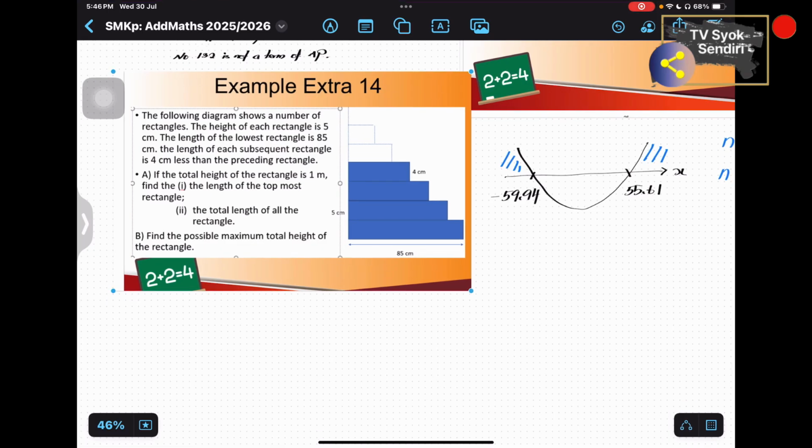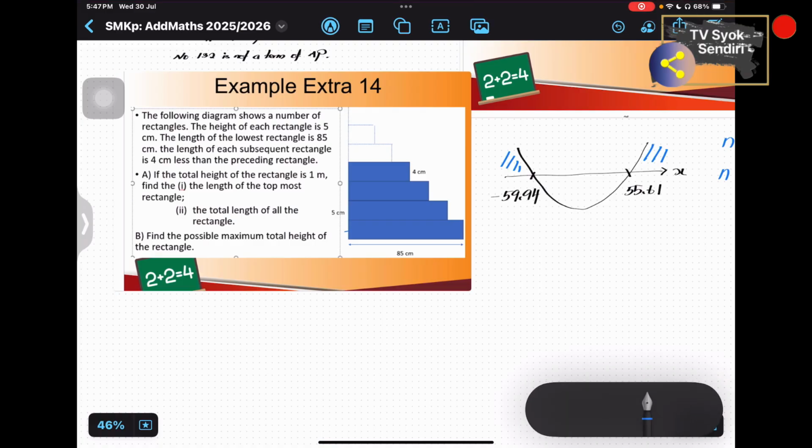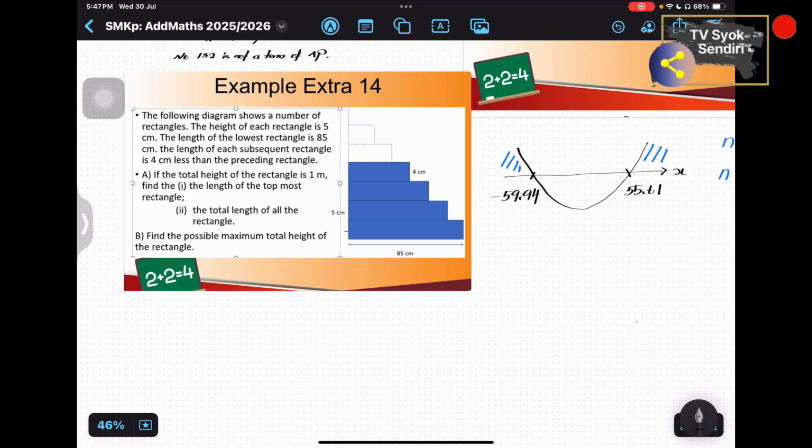Okay, so now let's read this question. They say the following diagram shows a number of rectangles. The height of each rectangle is 5 centimeter. So this one is 5 centimeter, 5 centimeter, and so on and so forth. So this is 5, 5, 5, 5, 5, 5.